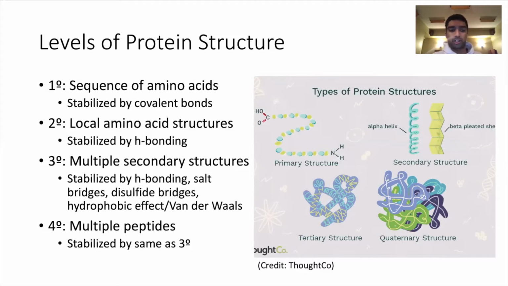Now, tertiary structure is when you have multiple local secondary structures aligned in space, with regards to each other. So this is stabilized by hydrogen bonding, salt bridges, disulfide bridges, hydrophobic effect, van der Waals. So hydrogen bonding is something that I think you should look up on your own time to understand better. But basically, it's when hydrogen is covalently bonded to an electronegative element like fluorine, oxygen, or nitrogen.